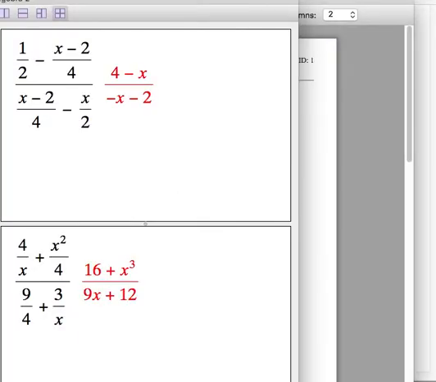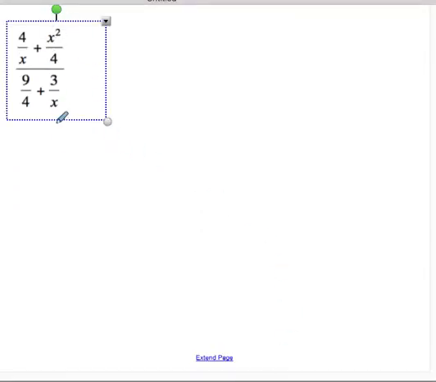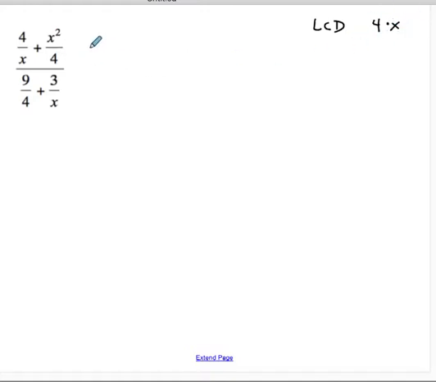One more example. Oops, what happened here? One more example just to make sure that that's clear. So here, again, I'm going to find my least common denominator. And so I need a 4 and an x. So 4x will be my least common denominator.